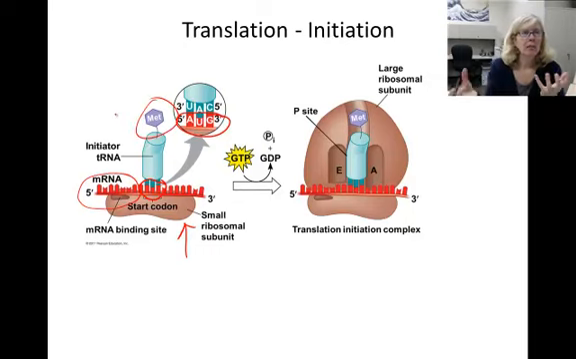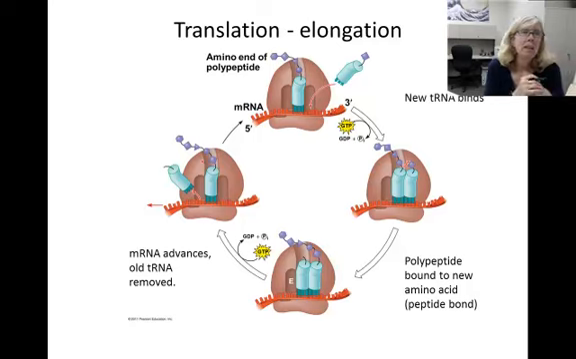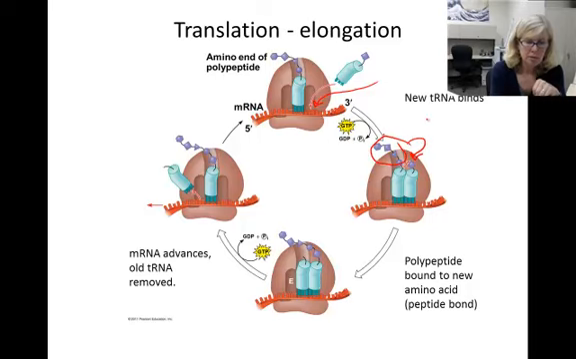The large subunit then attaches to the complex, and a GTP is used to hold them together. Elongation has about 4 steps that you need to worry about. A new tRNA binds onto its codon on an open spot on the ribosome. The polypeptide chain is transferred to the new amino acid via a peptide bond.